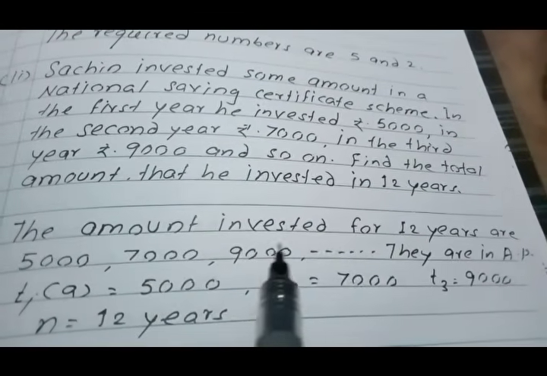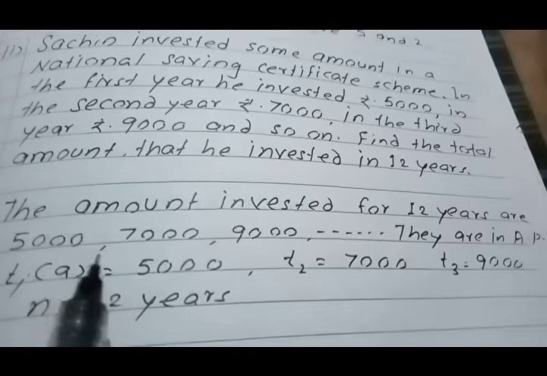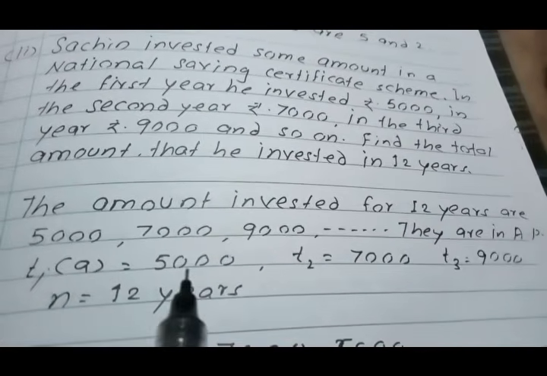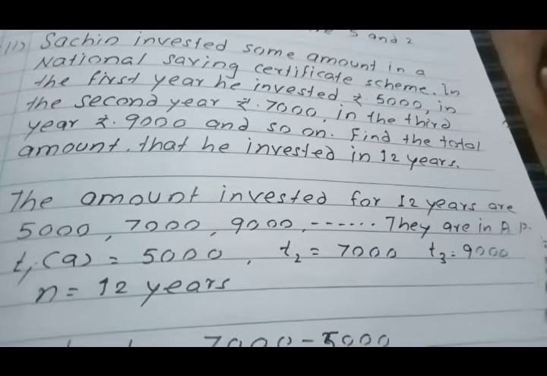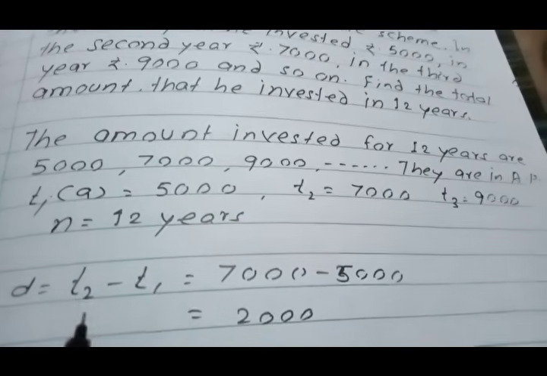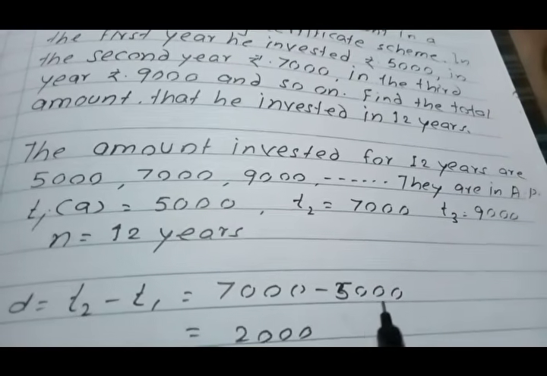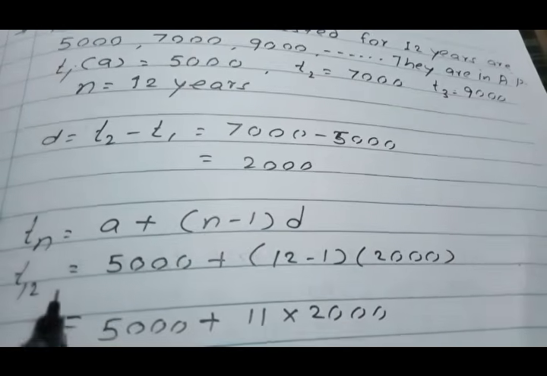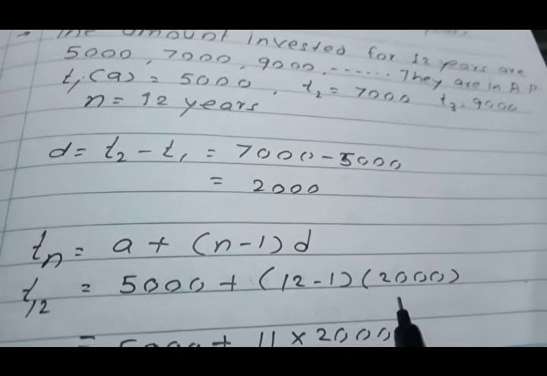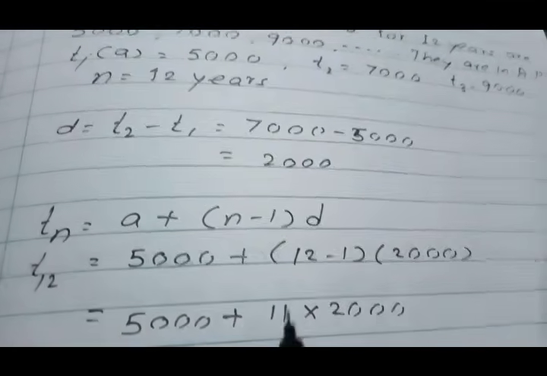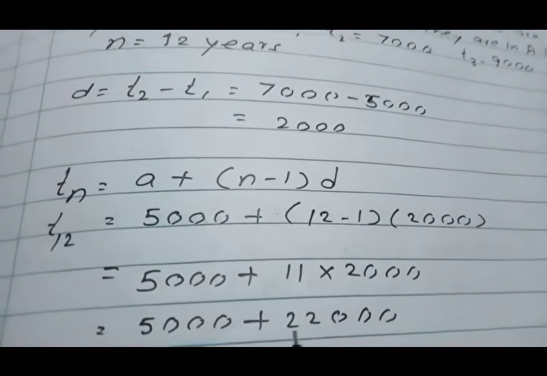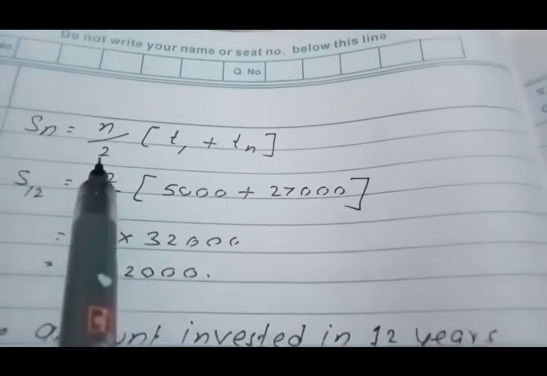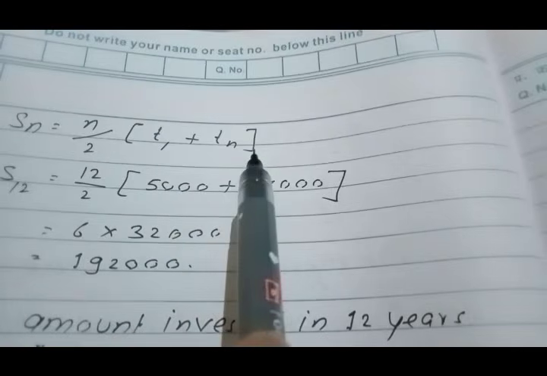Answer. The total invested for 12 years are 5,000, 7,000, 9,000, and so on. They are in AP. So T1 means a equal to 5,000, T2 7,000, T3 9,000. Difference d is T2 minus T1, 7,000 minus 5,000, so 2,000. Formula Tn equal to a plus n minus 1 into d. T12 is 5,000 plus 12 minus 1 into 2,000. 5,000 plus 11 into 2,000, 5,000 plus 22,000. T12 means 27,000.